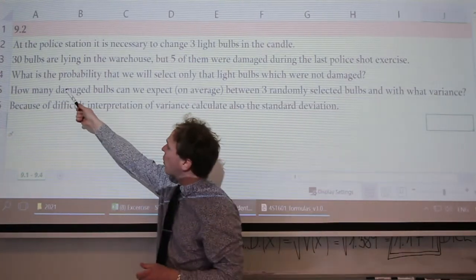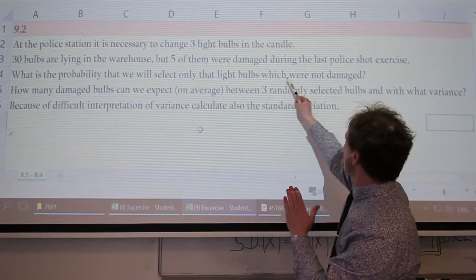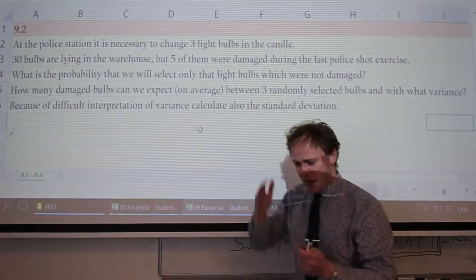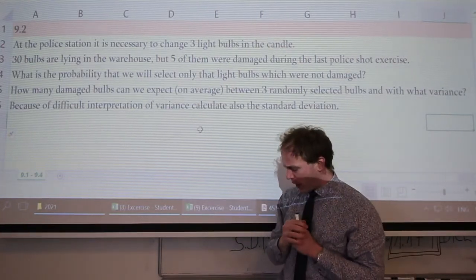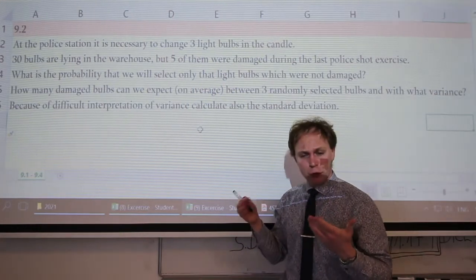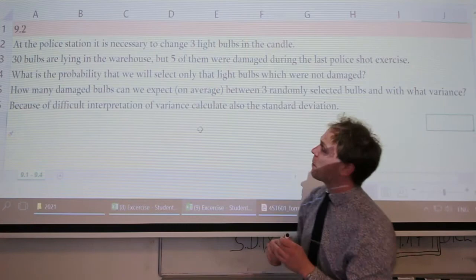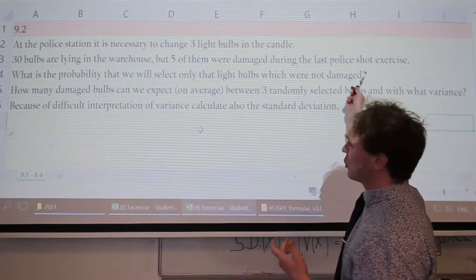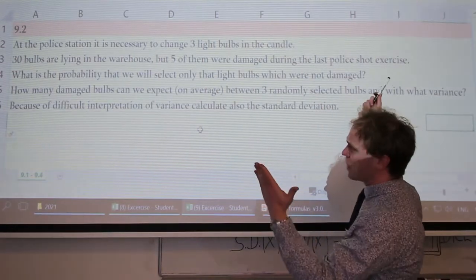We need to change the bulbs in the candle, so we would like to calculate the probability that we will select only the light bulbs which were not damaged. I want to take from the box only good bulbs, the bulbs which will shine in the candle. So this is the first question. What is the probability that we will select only the light bulbs which were not damaged?